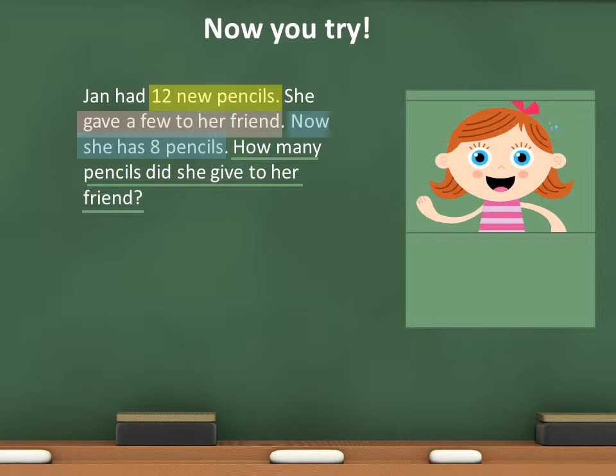Now, you need to take the information in the problem and the question to explain it and write it as a sentence with a blank for the answer. Can you do it? I'll give you a few moments to think about it.